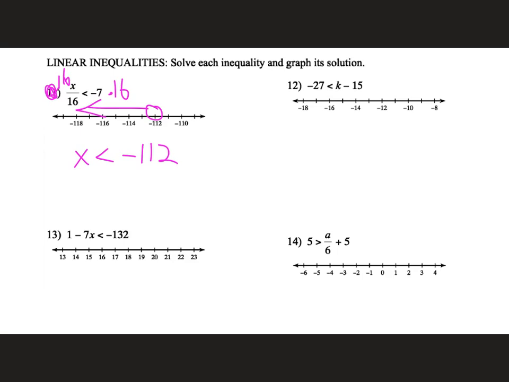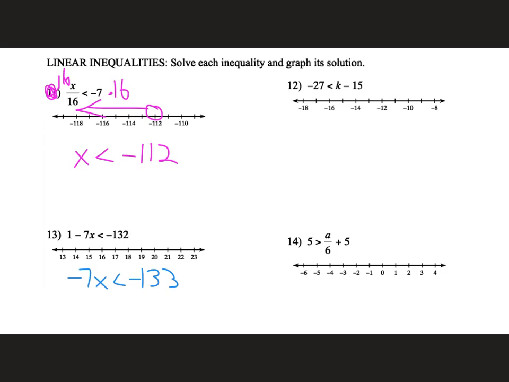For the next one, that's k minus 15, you'd add 15 to both sides. I don't think you need my support there necessarily, but on number 13, maybe you do. So on number 13, we have that 1. So let's subtract that 1 first. So we're going to have negative 133. Now we have negative 7x equals negative 133.